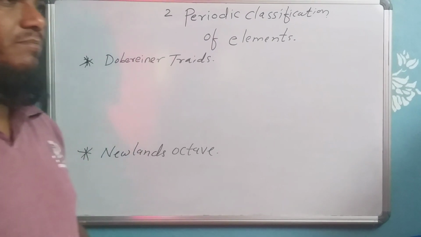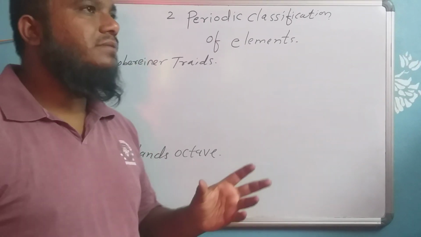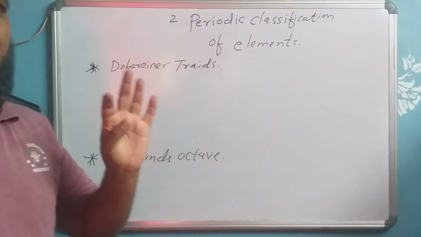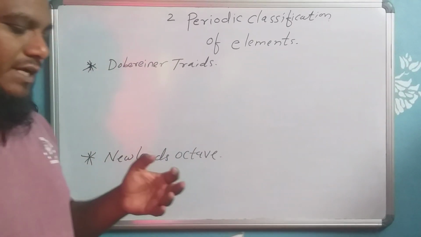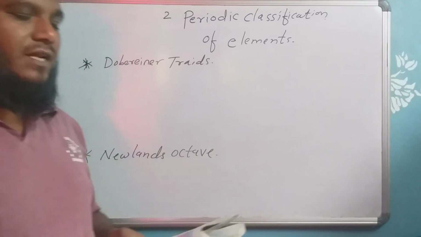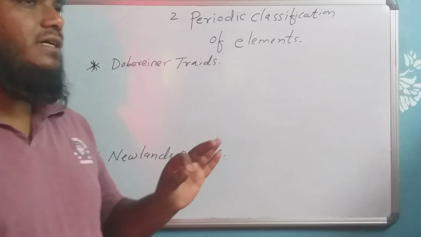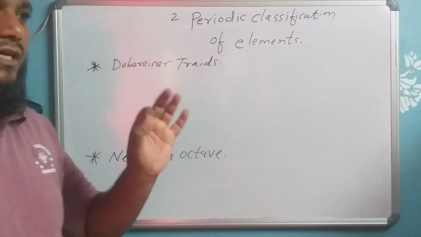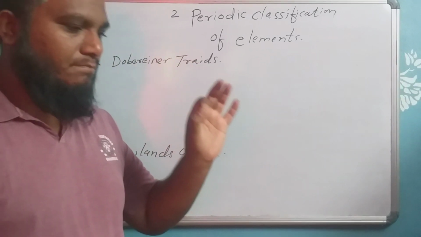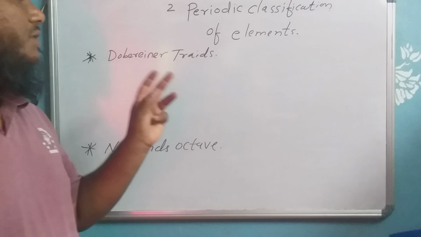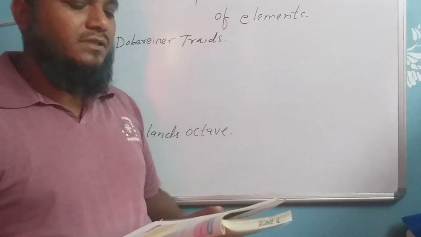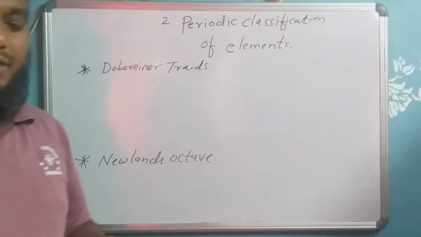What are the types of matter? Matter is present in 3 types: solid, liquid, and gas. The second question is, what are the types of elements? There are basically 3 types of elements: metals, non-metals, and metalloids. Keep in your mind, elements are of 3 types: metals, non-metals, and metalloids.